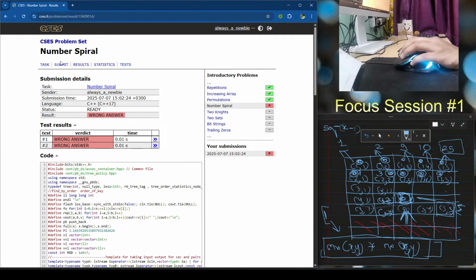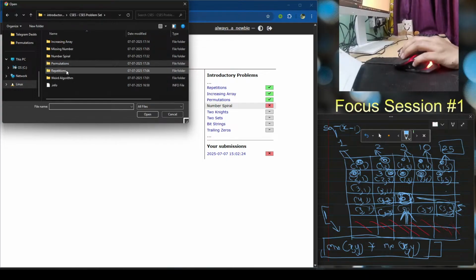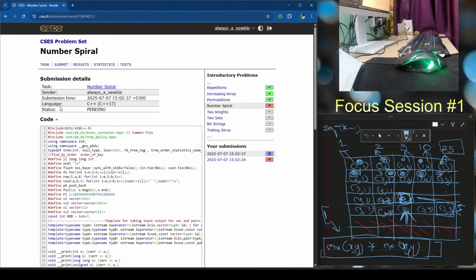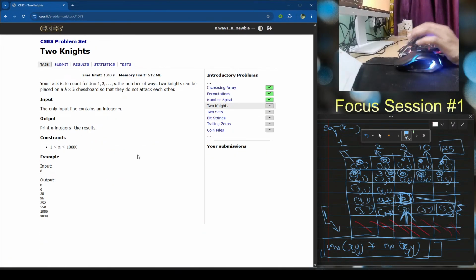Okay, I have submitted the wrong solution. This was the number spiral, not combinations. Right. Next one is two lines.